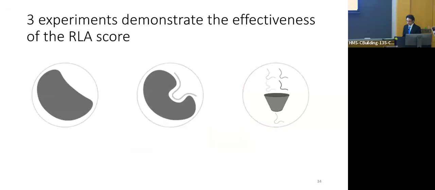All right, and now we're going to go through 3 experiments that demonstrate the effectiveness of the RLA score. We're going to start with monomers, then go to multimers, and then I'm going to end with talking about some very ongoing work on using RLA as a filter, sort of just setting up that problem.